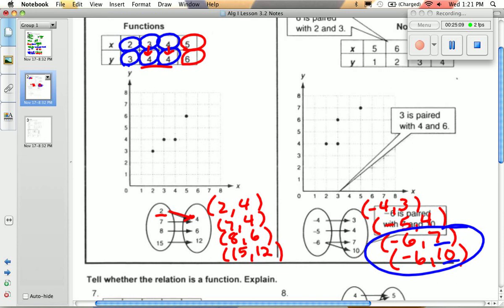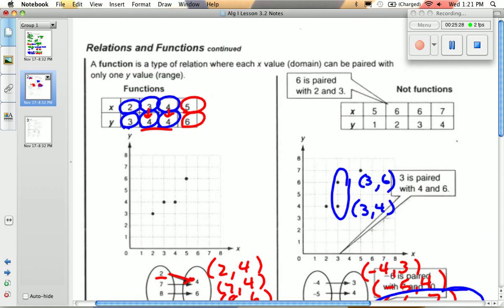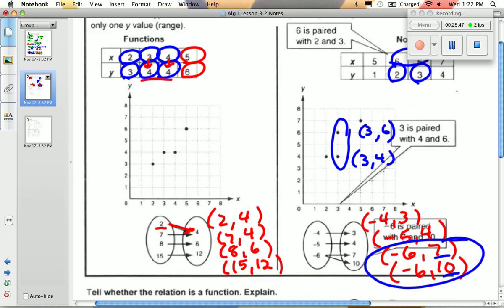And notice what happens on a graph when it's not a function. Right here, here's the problem. When x is equal to 3, we have (3, 4) and we have (3, 6). That's a problem. Two different y values. And where's the problem in our table? When x is 6, it has a 2 for a y and a 3 for a y. Can it have that and be a function? No. So these are the ones that are hardest to wrap your head around and decide when is it a function or not. Because not all relations are functions.